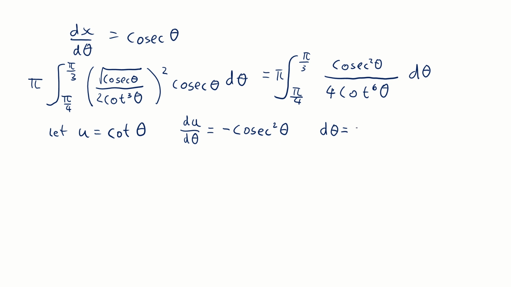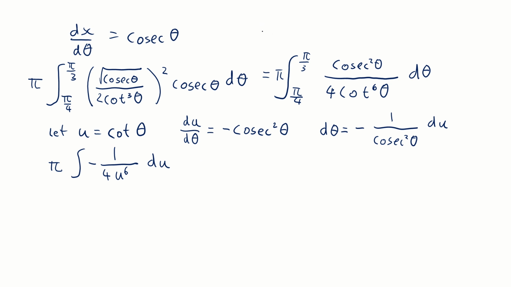If you do that, you will end up with an expression making d theta the subject of the formula, minus 1 over cosec squared theta du, and therefore our integral will become pi lots of the integral from, well, we'll deal with those limits in a bit, but we have the minus sign being introduced because of the d theta substitution. The cosec squared theta we had on the top is cancelled out by the 1 over cosec squared theta introduced by the du. On the bottom, we still have the 4, but then the cot to the power of 6 theta is just becoming u to the power of 6. And therefore integrating that with respect to u.